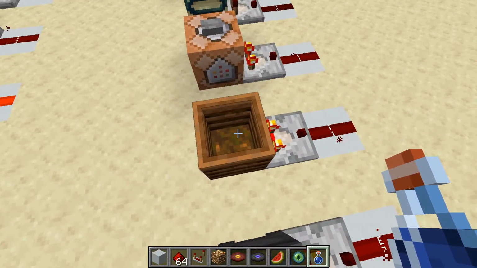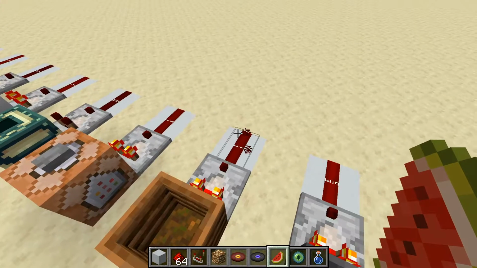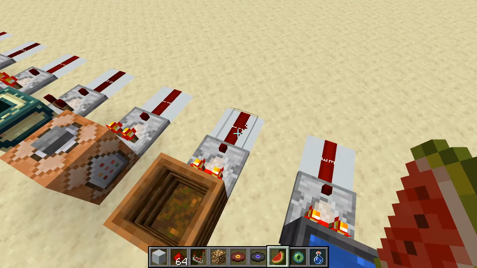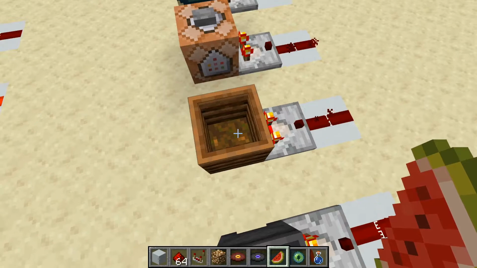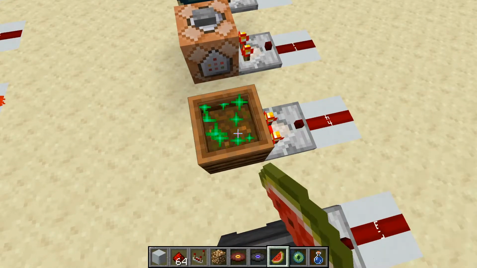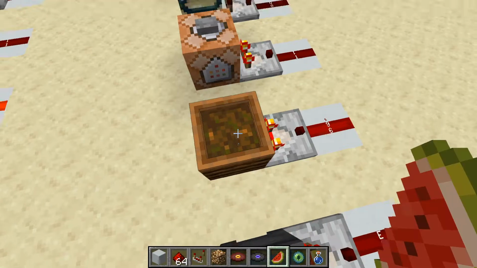And then the composter will do a signal strength from 0 to 8. So if there's nothing in it, it will do a signal strength of 0. And this I've done it once and twice. So for every melon I put in there, it's based on how full it is, like so.